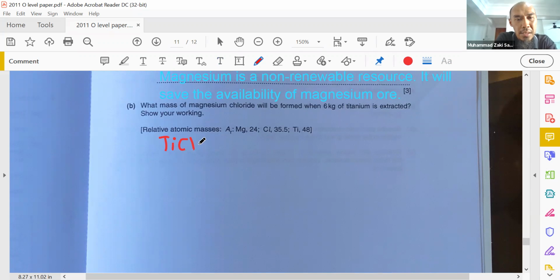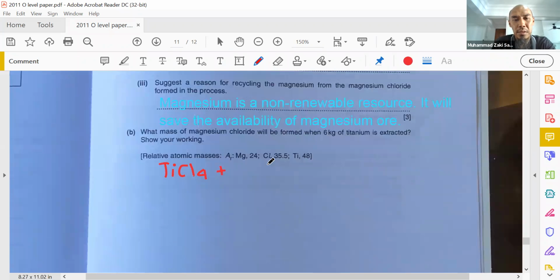Since my screen is limited, I do this, but in the exam, no need to waste time to write down the equation. Just refer to this, because my screen is a bit limited. Magnesium plus titanium chloride will give you titanium plus magnesium chloride.